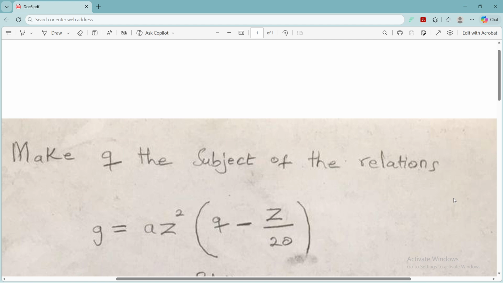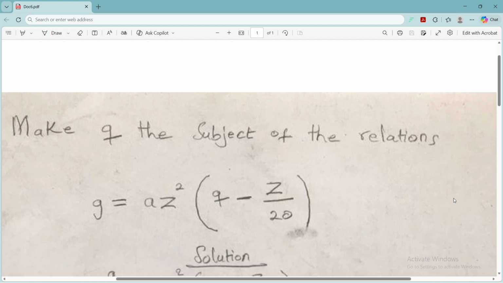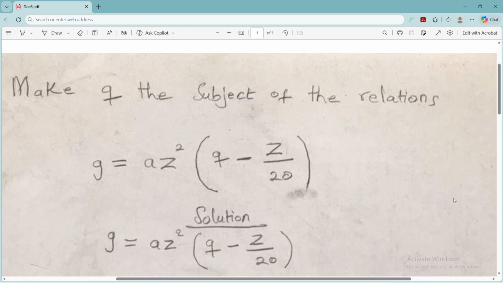Make Q the subject of the relation. So our given equation is J equals az square multiplying all in brackets Q minus the fraction z divided by 20, right? So let's quickly solve it.